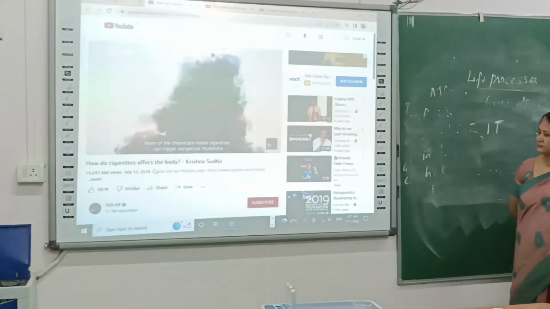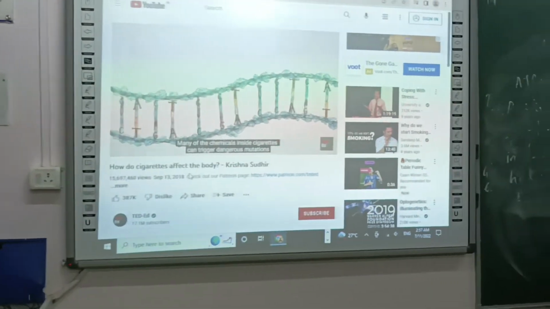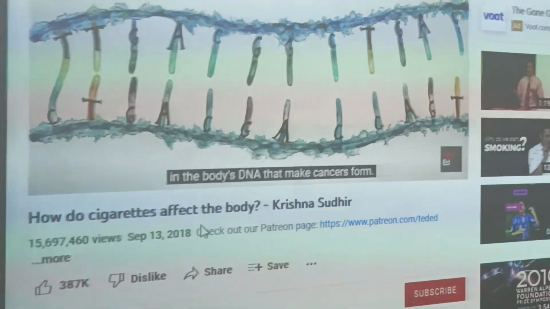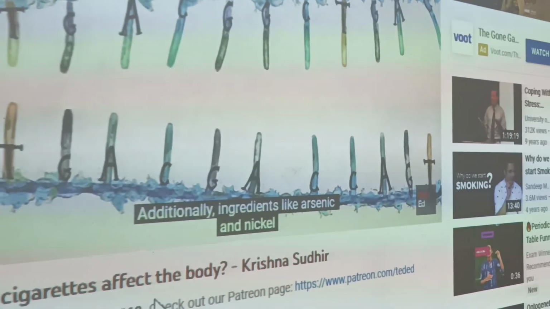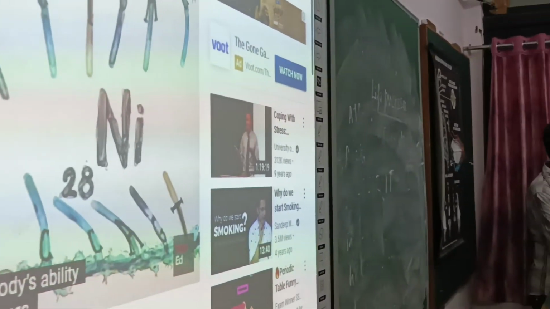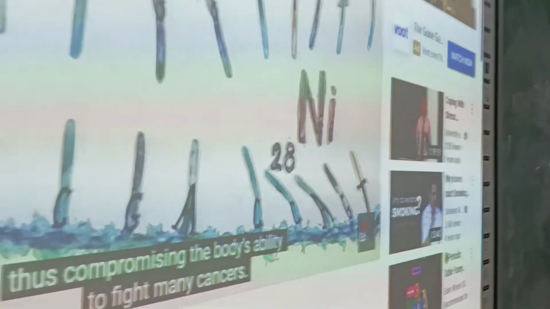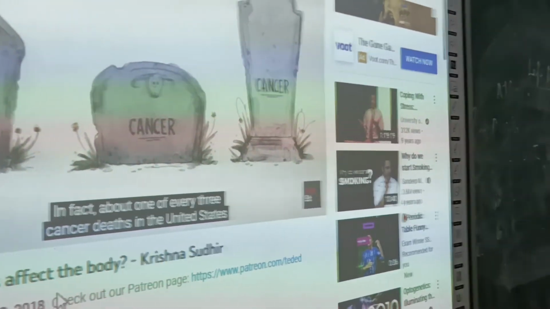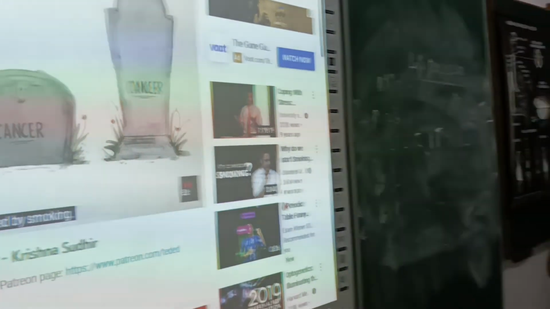Many of the chemicals inside cigarettes can trigger dangerous mutations in the body's DNA that make cancers form. Additionally, ingredients like arsenic and nickel may disrupt the process of DNA repair, thus compromising the body's ability to fight many cancers. In fact, about one of every three cancer deaths in the United States is caused by smoking.